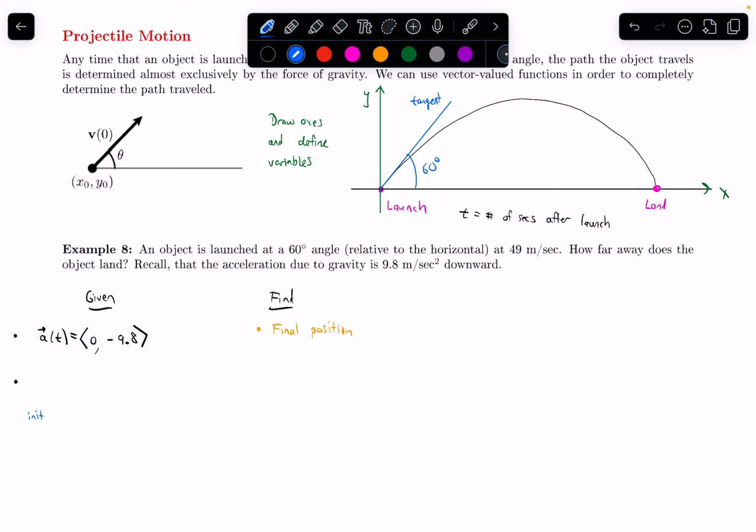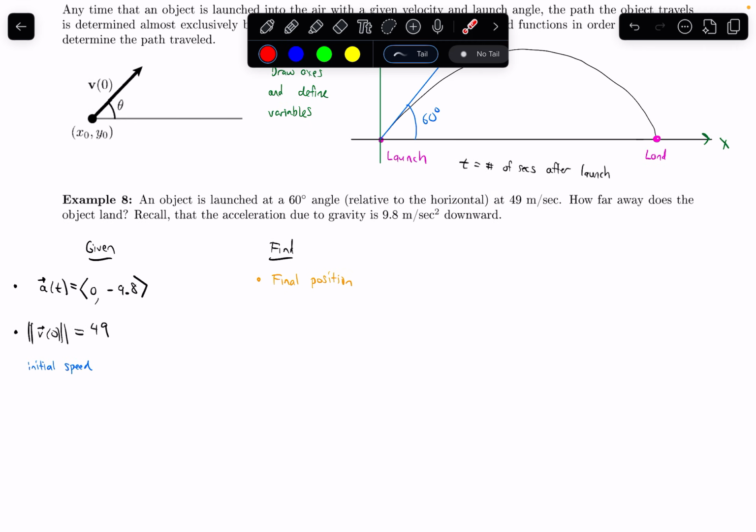That's the initial speed. So the way I write that is it's the magnitude of the initial velocity, v of 0. And I'm given that that is 49. Okay, and there's one other thing that I'm given, which is I know where it is initially. I know that initial position.